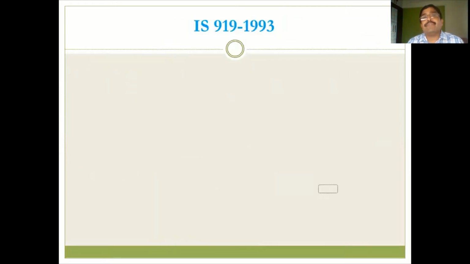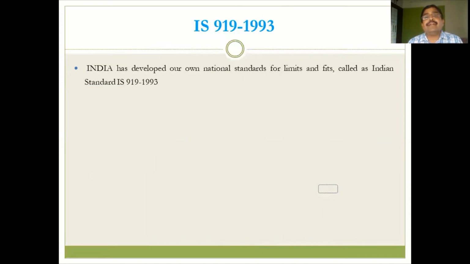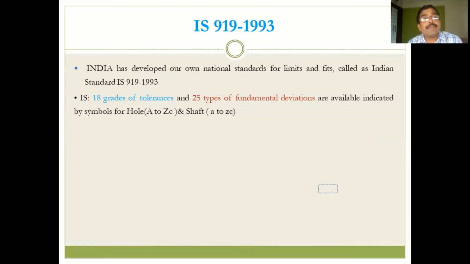Now IS 919. IS stands for Indian Standard. 919 is a series and it was developed in 1993. So in India we have developed the Indian standards, which are called IS standards. And what we have developed here, first of all, as per the IS standards, there are 18 grades of tolerances and 25 types of fundamental deviations.